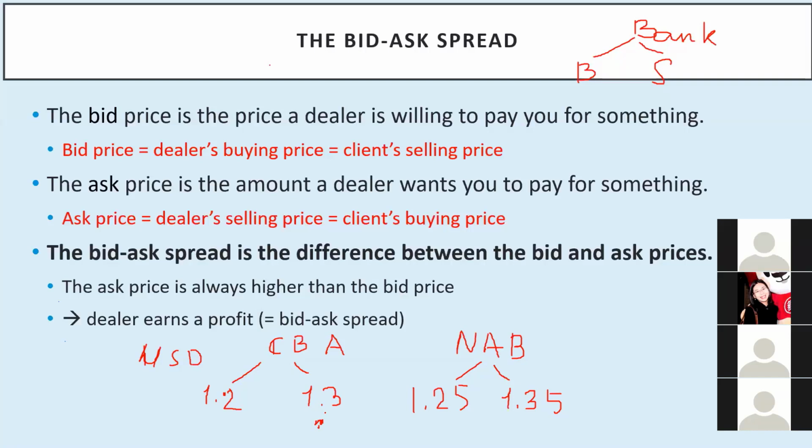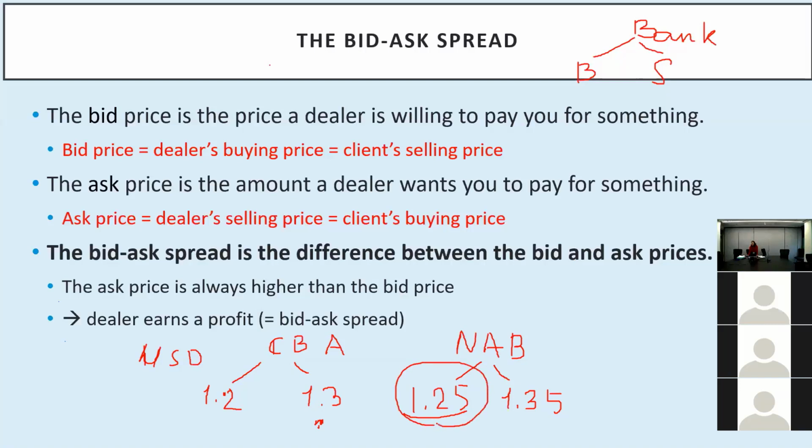Alternatively, if I want to sell the USD, where do I go? Yes, let me see. I want to go to NAB, right? Yes, spot on. So I want to sell to NAB. Well done, Leah. So because they give me a higher price, yeah? As a seller, I want to sell the USD at a higher price, and therefore I'll go to NAB, okay?